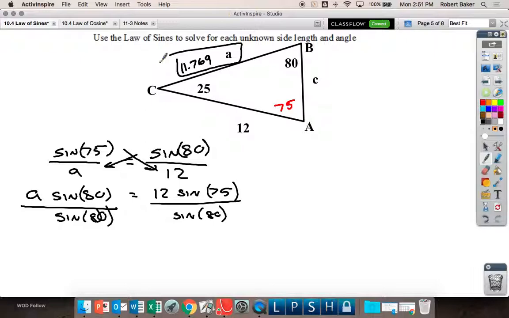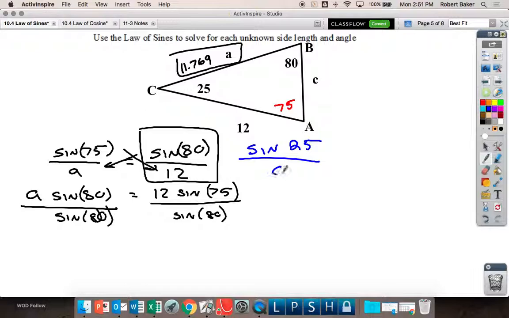All right. This is still an accurate representation of a formula we could use. So I could use this formula to solve for B or C, which would be the sine of 25 over little c, and cross multiply.